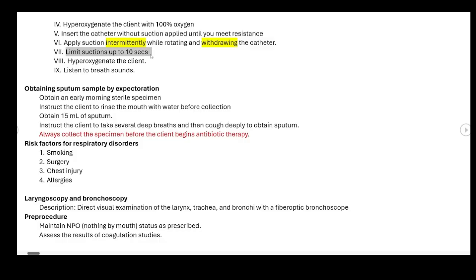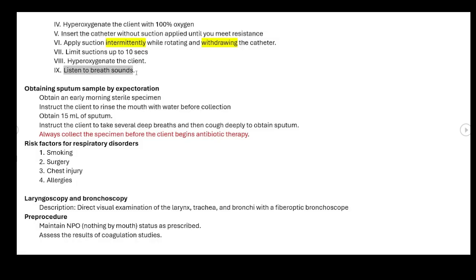I know you will talk about 10, 15 seconds. But when you read Saunders, Archer, and other textbooks, they recommend 10 seconds. So I would say for the sake of NCLEX, limit yourself to 10 seconds. Then after you finish suctioning, make sure you hyperoxygenate them again because they have been depleted of oxygen. Also, when you finish, make sure you listen to their lung sounds again to make sure that you've not caused any major problems.